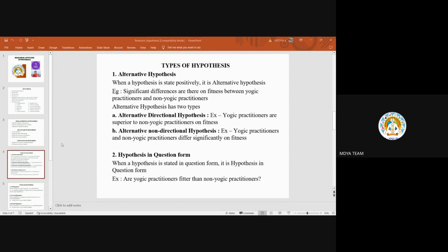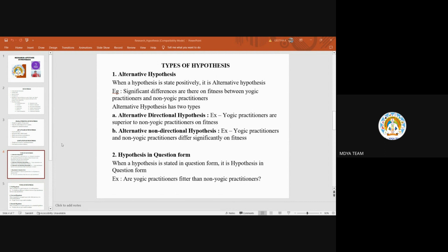Then alternative non-directional hypothesis. The example again is yogic practitioners and non-yogic practitioners differ significantly on fitness. Simply stating, there will be a difference between the two. They neither say it is good nor say it is bad. It is understood. They don't say whether if you do yoga, you will be better, or if you don't do yoga, you won't be better. They are not discussing it. This is another type of hypothesis which is not attributing anything to a particular point.